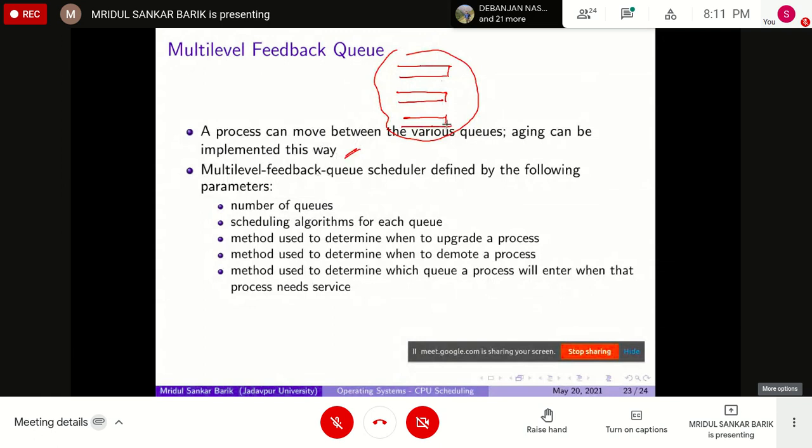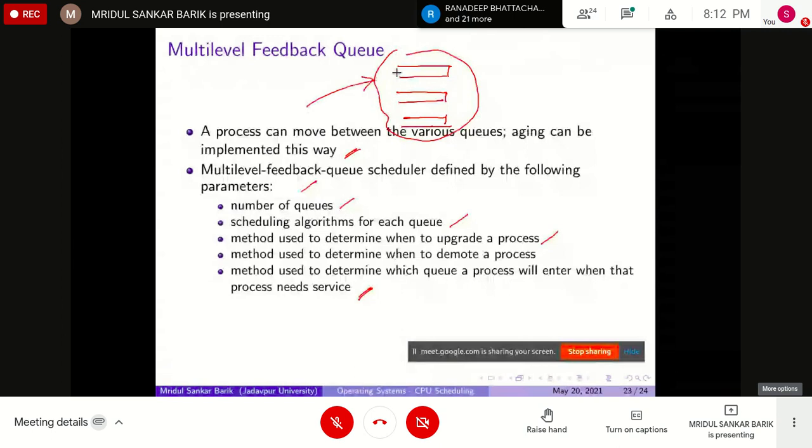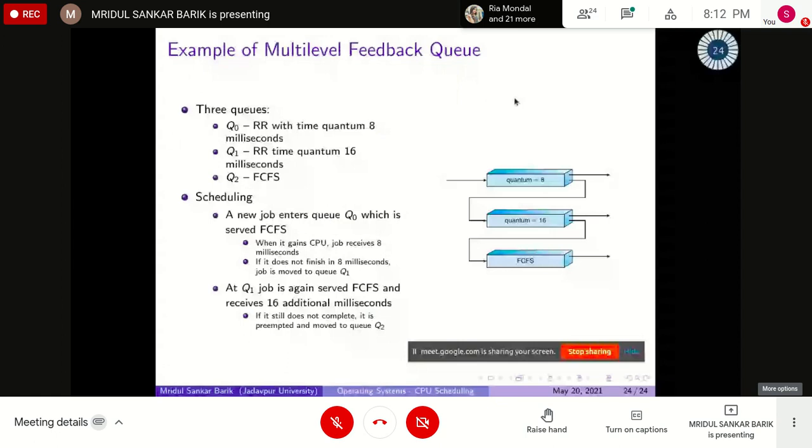So we'll take one example. A multi-level feedback queue scheduler is defined by the following parameters: the number of queues, the scheduling algorithm for each queue, the method used to determine when to upgrade a process from a low priority queue to a high priority queue, or when to demote a process from a high priority queue to a low priority queue, and the method used to determine which queue a process will enter when it needs service. Whenever that process enters the ready state, which queue will it enter? So let's take one example of this multi-level feedback queue.